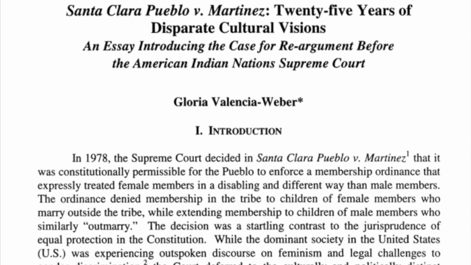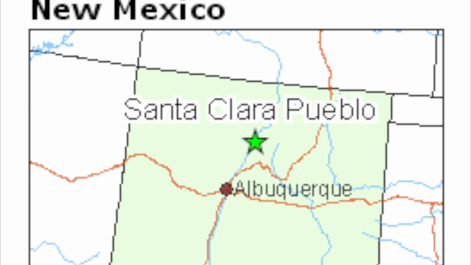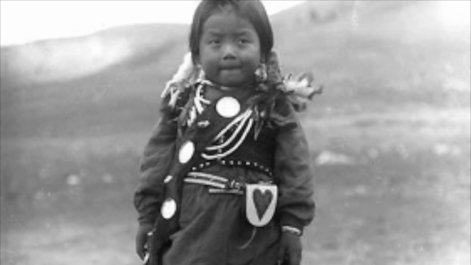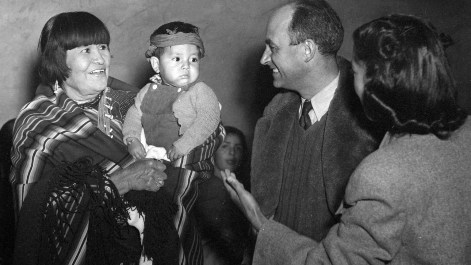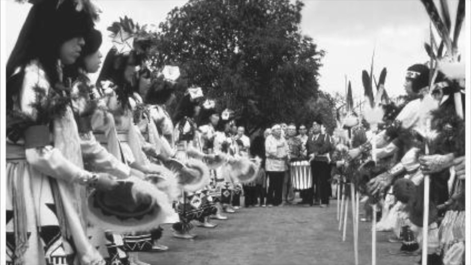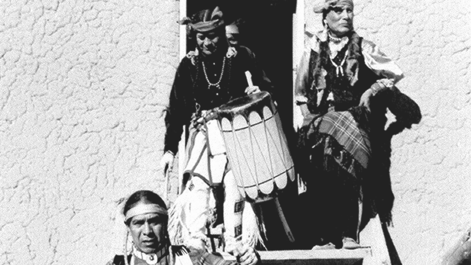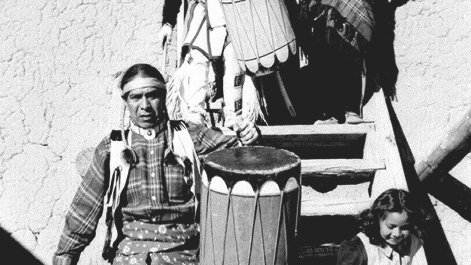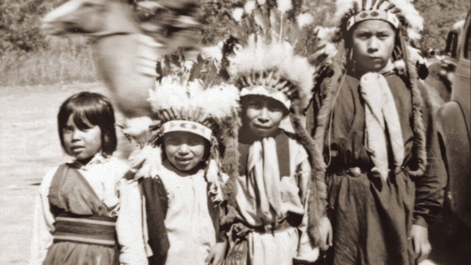In Santa Clara v. Martinez in 1978, a Santa Clara woman married a Navajo, and the tribal council denied her children membership in the Santa Clara Pueblo, based upon a 1939 tribal ordinance that denied membership to children of women who married outside the tribe. The woman sued to grant membership to her children. The court held that Indian tribes are distinct, independent political communities, retaining their original natural rights in matters of self-government. In short, the court held that the court itself did not have the right to interfere in tribal self-government issues such as tribal membership.